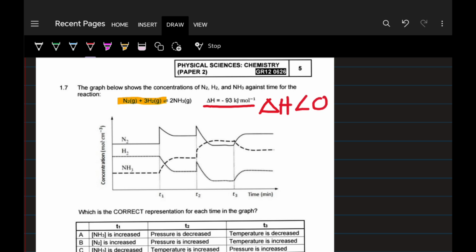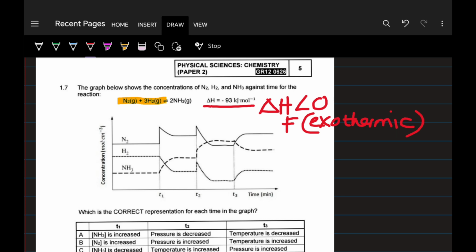less than 0. Whenever delta H is less than 0, we know that the forward reaction is going to be exothermic. The forward reaction is exothermic.